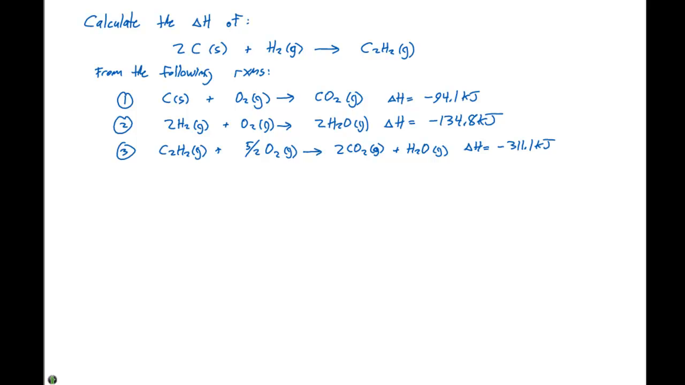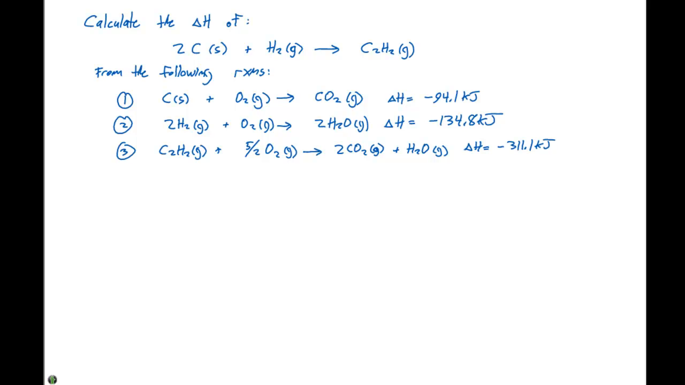And with this, we can manipulate the reactions and use the principles we learned from a previous video to calculate the delta H of this reaction. Remember that we can manipulate the delta H by switching around the order of a particular reaction, and we can also manipulate the delta H by the amount of a particular reactant and product that we have present.